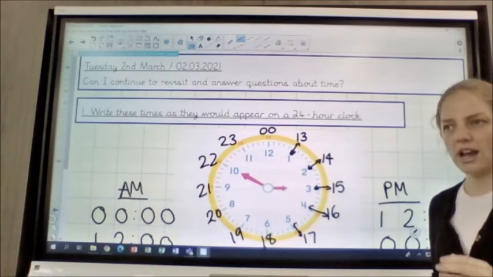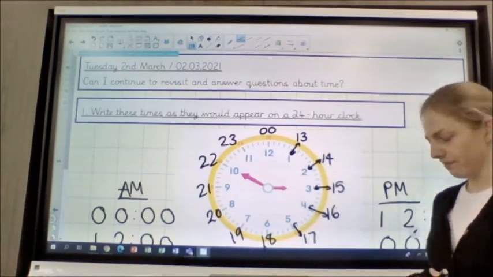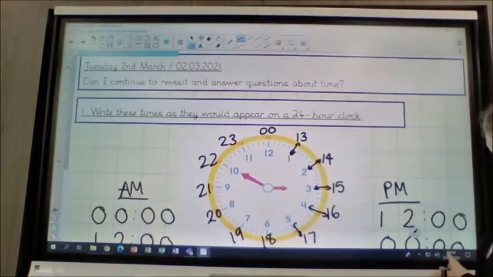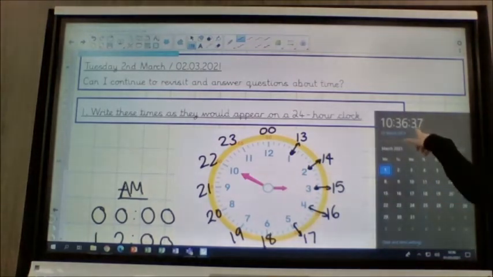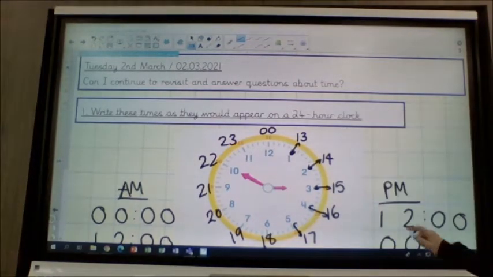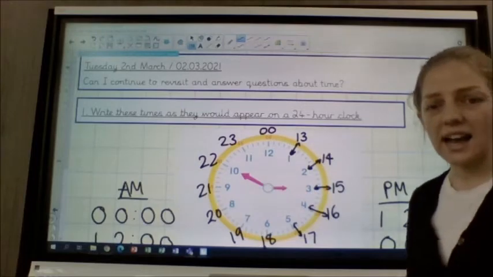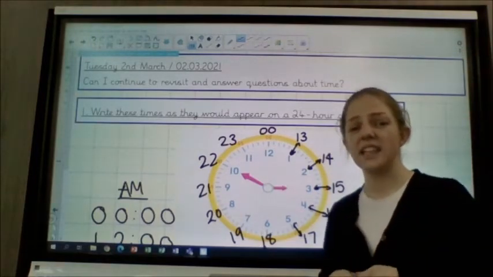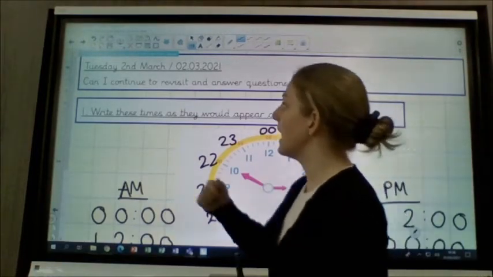Okay, so try your best with this one. If you need to use a clock to help you, or a clock face, that's fine, don't worry about it. That's what it's there for. It's there to help you, okay?